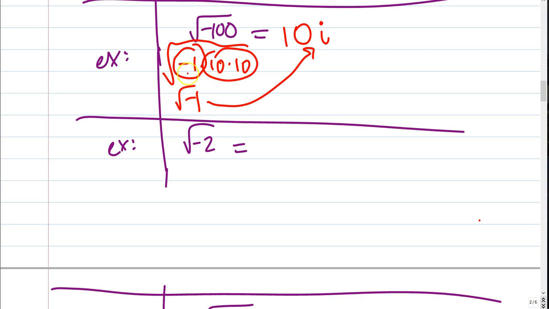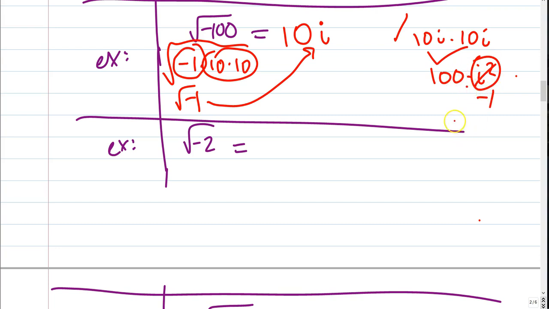You can pull out square roots of negative 1. You can pull out an i. You can actually check this. This is right. How do I know? Well, 10i times 10i should be negative 100. What's 10 times 10? i times i is i squared. What is i squared? Well, i squared is negative 1. There's that table we used earlier. 100 times negative 1 is negative 100.